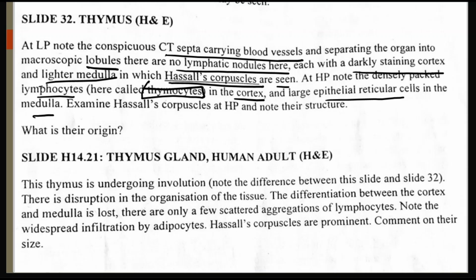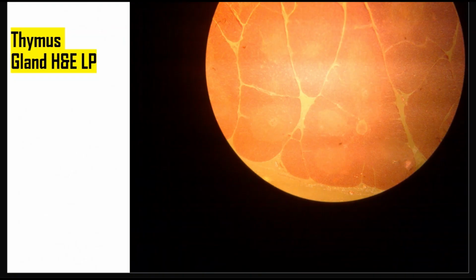Okay, so we're going to look at the thymus in children and the thymus in adults. You know that the thymus in adults involutes, or it dies off. So what you're going to see is that the thymus in children is going to look very complete and healthy, and the thymus in the adult is going to be involuting. So this is the thymus in children.